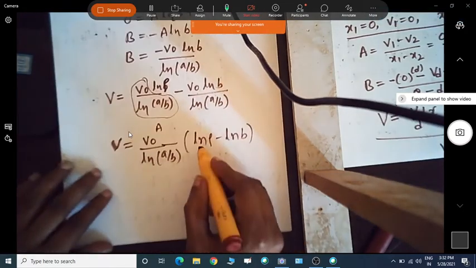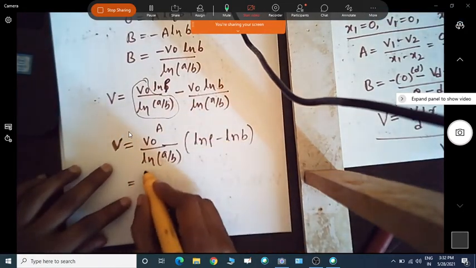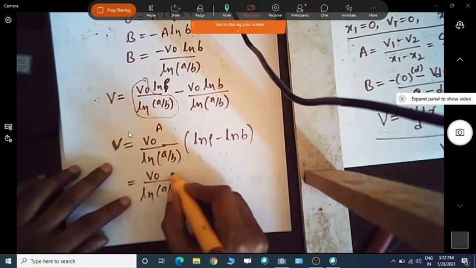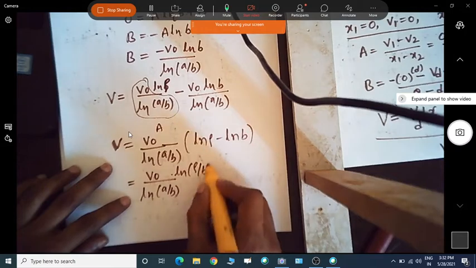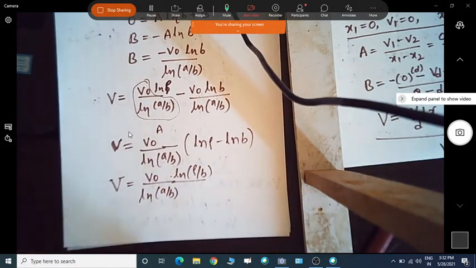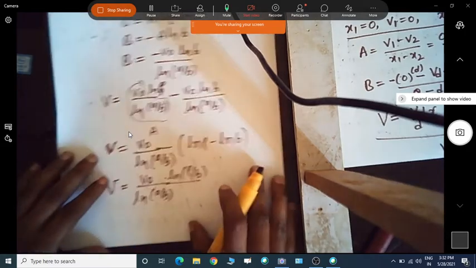So now we can write this again with the A by B formula: V naught by ln of A by B, into ln of rho by B. So this is what we are going to get for V. Or we can have this also.